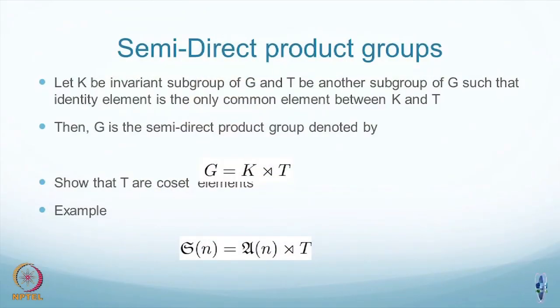And you could write in general for a symmetric group of degree n, it is the semi-direct product of the alternating group, which is the group of only even permutation elements, with T, which is nothing but the identity and a 1-2 transposition. Clear?